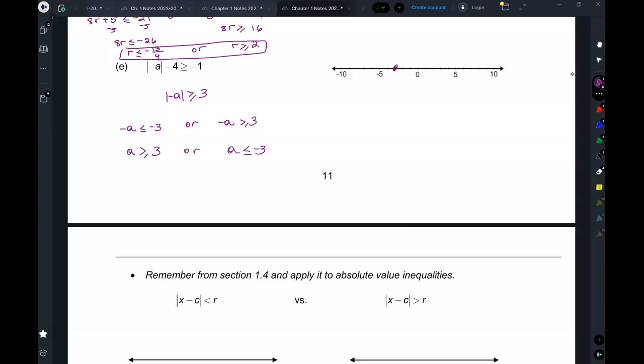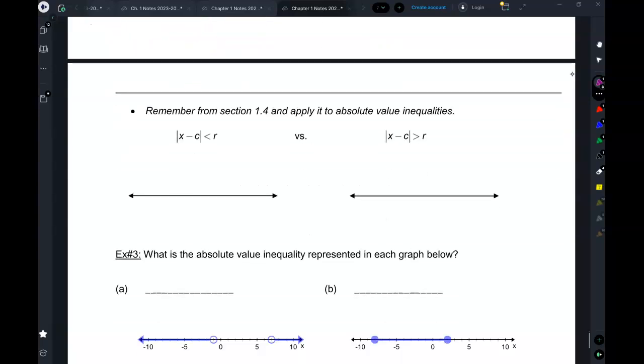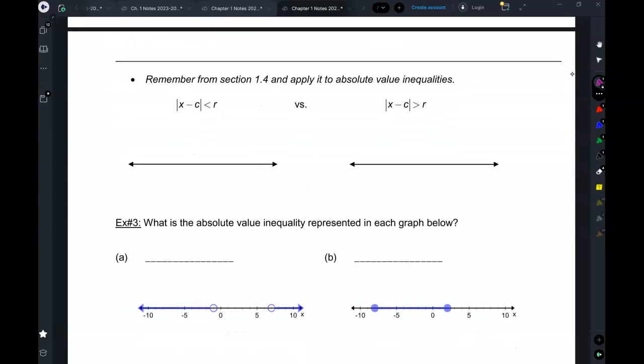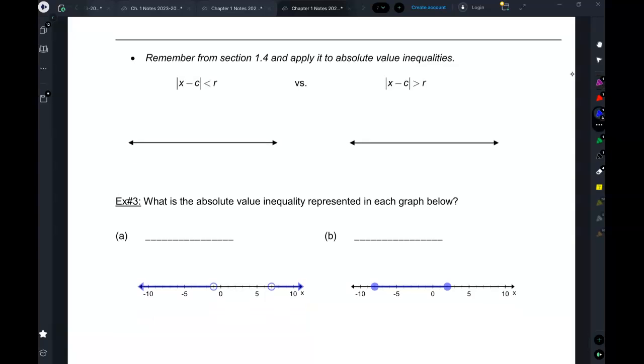So less than negative 3, greater than positive 3. Okay. All right. So here, let's do some going backwards.